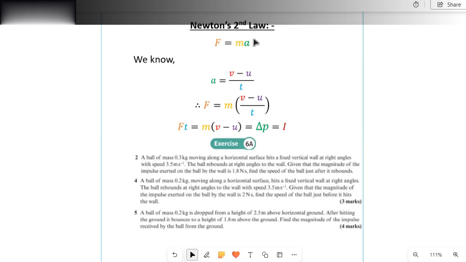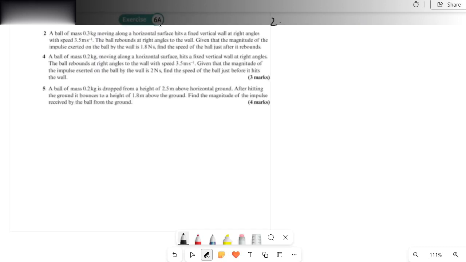In our previous videos, we have discussed Newton's second law, where we know that F is proportional to acceleration, or the unbalanced force, or the resultant force, is directly proportional to the acceleration. Therefore, F equals ma, where m is the mass, and we know a equals (v minus u) divided by t. Therefore, F equals m multiplied by (v minus u) divided by t, and we get impulse equals change in momentum. So now let's move on to some exercises.